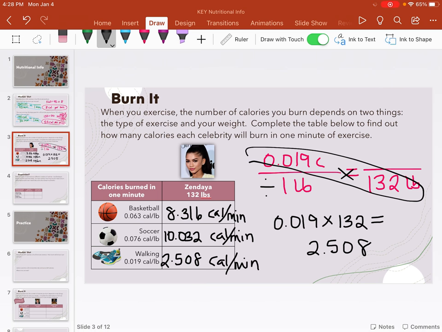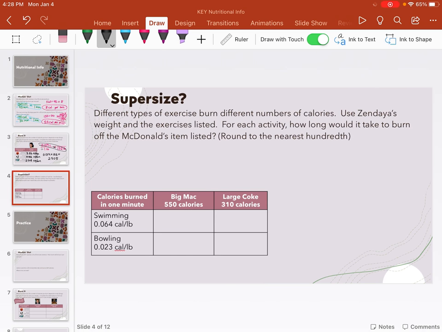So let's go ahead to supersize, because a lot of times when you're burning calories, you're burning off that food you ate, right? So let's see kind of how long it would take someone to burn off some food. So different types of exercise burn different numbers of calories. Let's use Zendaya's weight and the exercises that I listed for each activity. How long would it take to burn off the McDonald's items listed below?